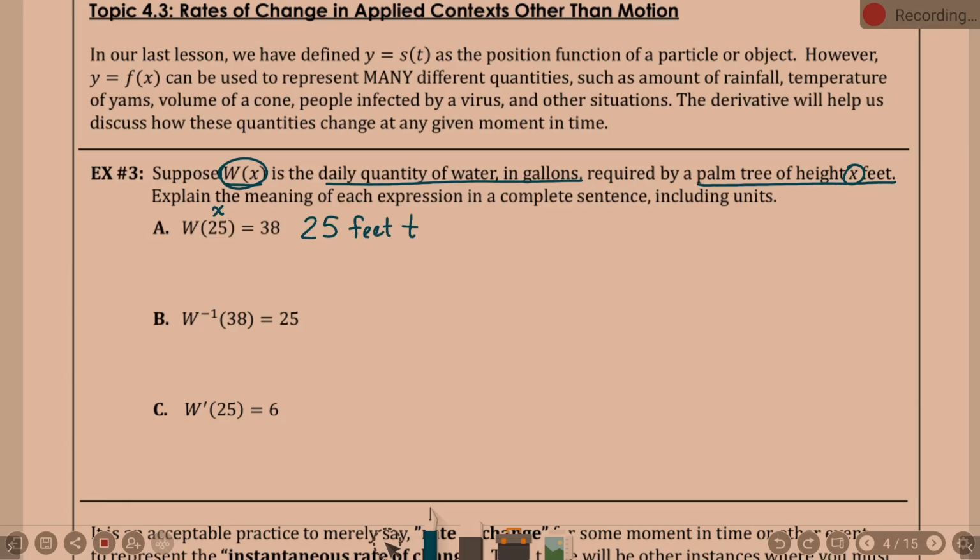25 feet tall palm tree requires 38 gallons of water per day.